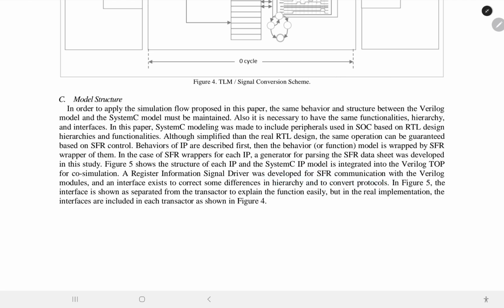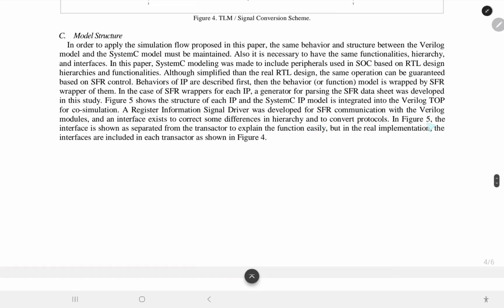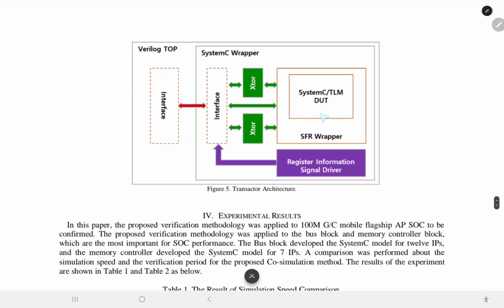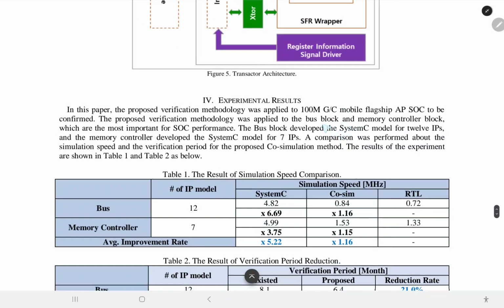In Figure 5, the interface is shown as separated from the transactor to explain the function easily. But in the real implementation, the interfaces are included in each transactor as shown in Figure 4. Figure 5, transactor architecture.